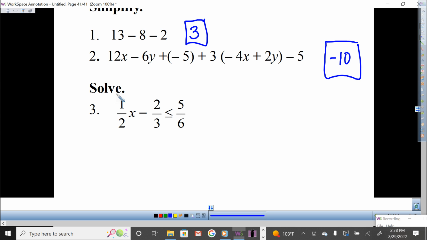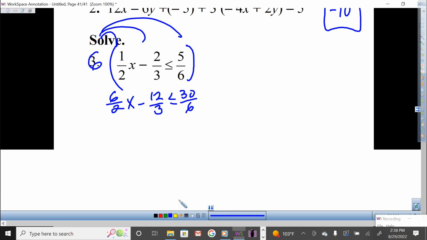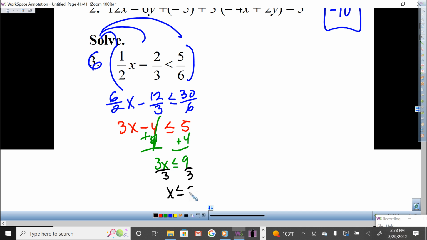Number 3. What's our common denominator for number 3, Luis? 6. Distribute. We get 6 over 2x minus 12 over 3 less than or equal to 30 over 6. From there we simplify. This becomes 3x minus 4 less than or equal to 5. We add 4 to each side. 3x less than or equal to 9. And last but not least, divide by 3. x is less than or equal to 3.